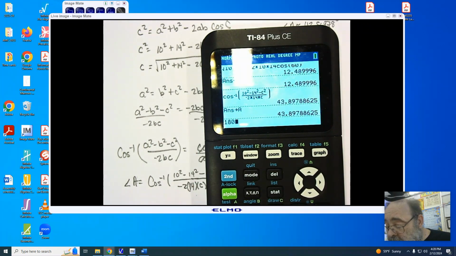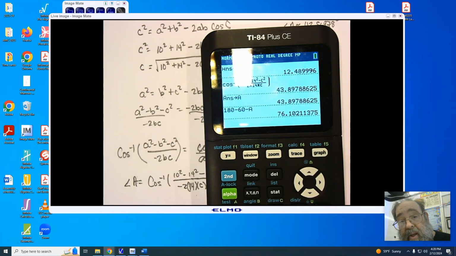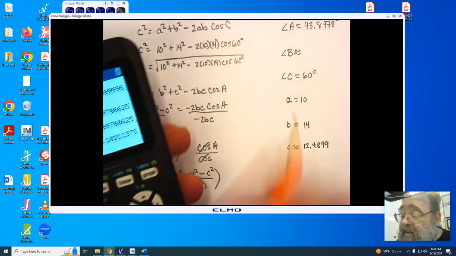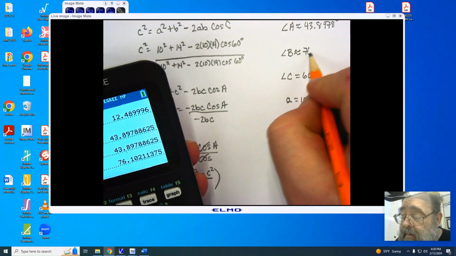180 minus 60 minus alpha A gives me angle B. I now write this down and I have it done.